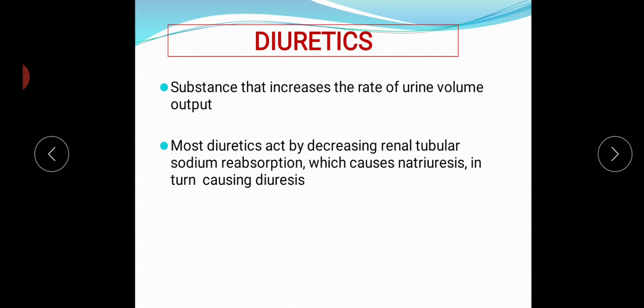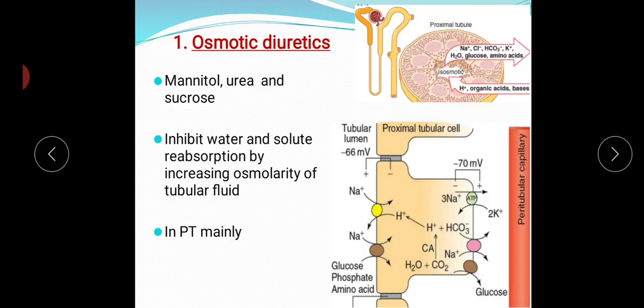I will discuss the various groups of diuretics one by one, with their details. The first group is the osmotic diuretics. As the name suggests, the substances acting as diuretics here work as osmotically active particles within the renal tubule. And as you know, osmotically active particles will prevent water reabsorption.